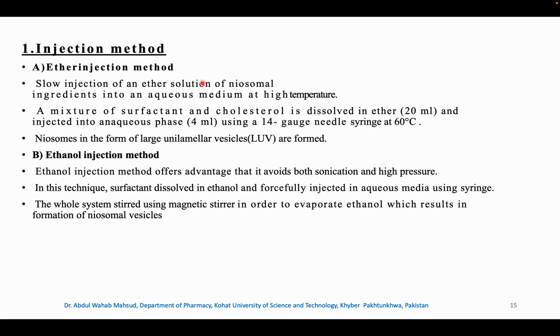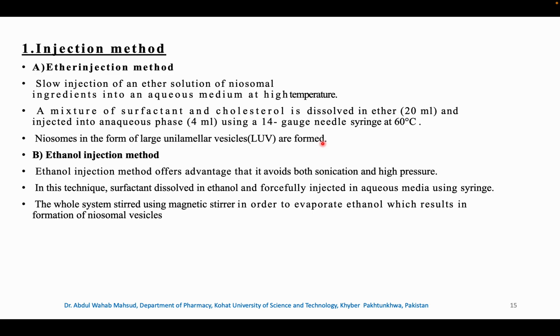After the mixture of such constituents or ingredients, the addition of aqueous medium is also necessary if we are going to prepare the niosomes. A mixture of surfactant and cholesterol is dissolved in ether, for example 20 ml, and injected into the aqueous phase, 4 ml. Aqueous phase is mandatory for the preparation of niosome, using a 14 gauge needle syringe at 60 degrees centigrade. So niosomes in the form of large unilaminar vesicles are formed.